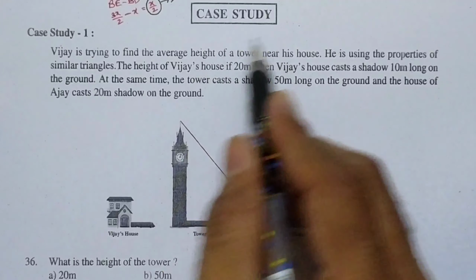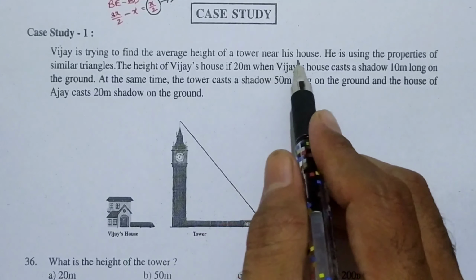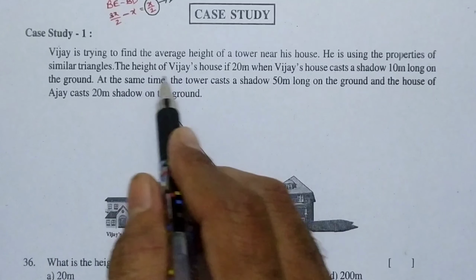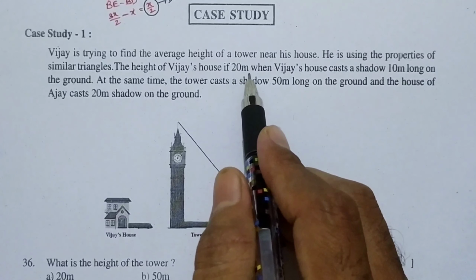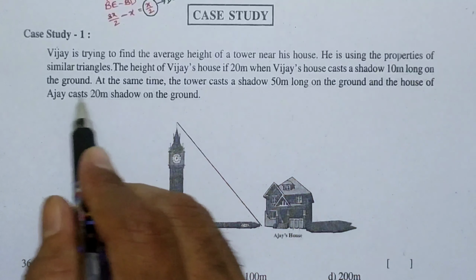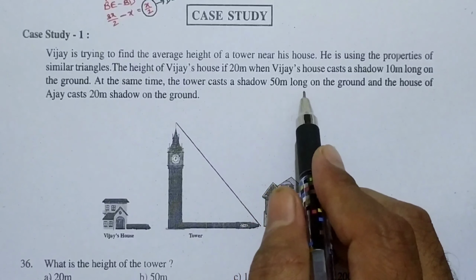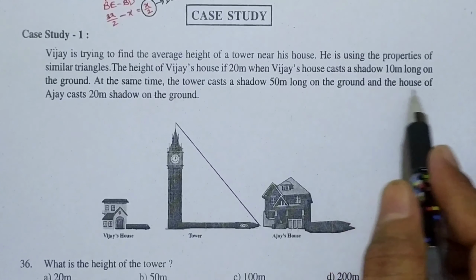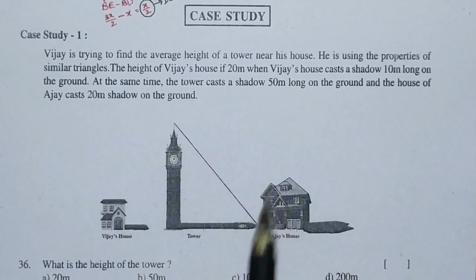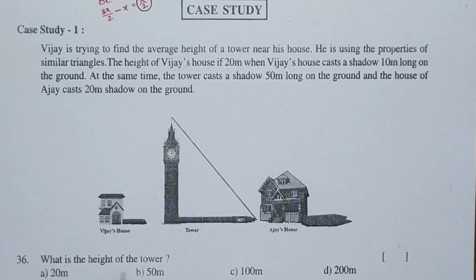Now we see case study questions. In case study 1, Vijay is trying to find the average height of a tower near his house. He is using the properties of similar triangles. The height of Vijay's house is 20 meters, when Vijay's house casts a shadow 10 meters long on the ground. At the same time, the tower casts a shadow 50 meters long on the ground, and the house of Ajay casts a 20 meter shadow on the ground. Now this is the given data. Now the question is, what is the height of the tower?